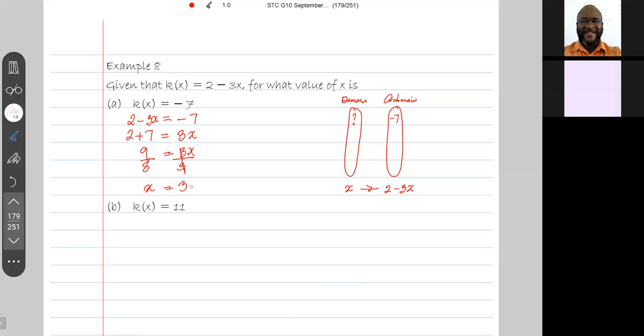That the value in the domain that is mapped to minus 7 in the codomain is positive 3. And that is how you find it. All right. So very quickly, I want you to find which value of x is going to cause k of x to be equal to 11.